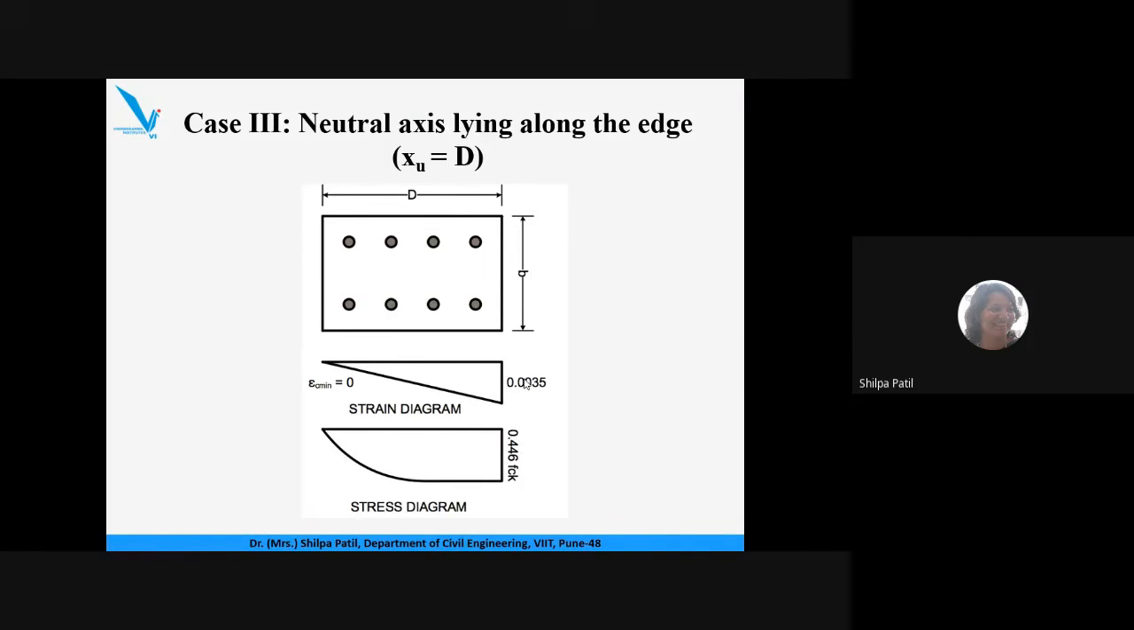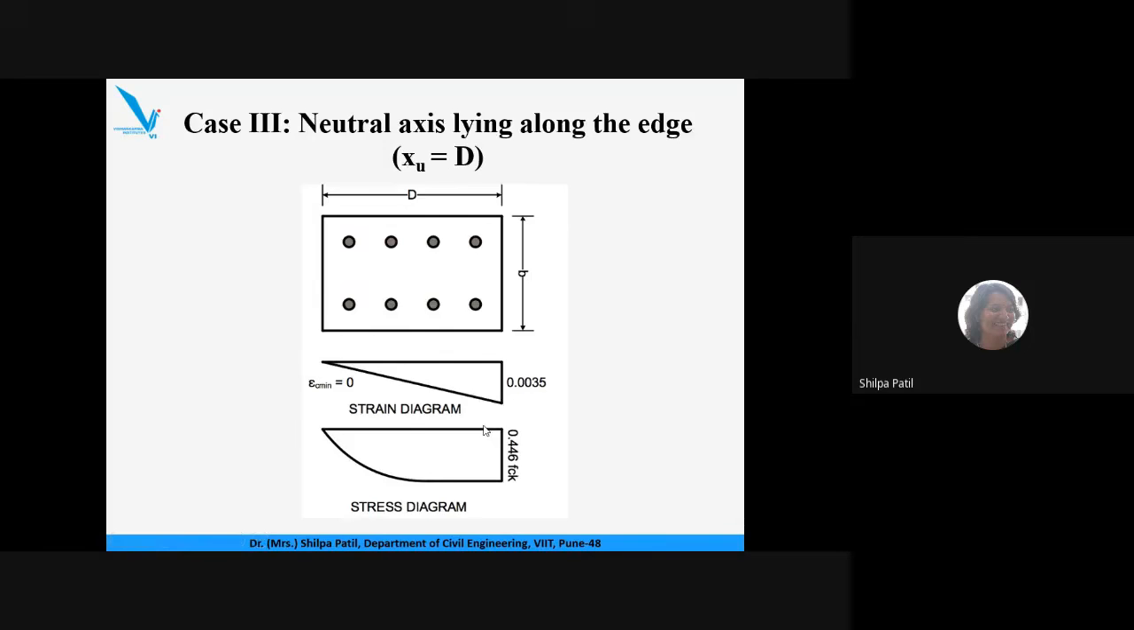if we consider the strain diagram, the maximum strain will be considered along the edge where the load is acting, and that strain value is taken as 0.0035. Now the strain diagram has a triangular shape in this case. The maximum strain is 0.0035, along the highly compressed edge, that is on the load side, and on the opposite side it will be 0. Now the stress block diagram will be like this. It is exactly similar to that of your beam, and the maximum stress will again be along the load side.